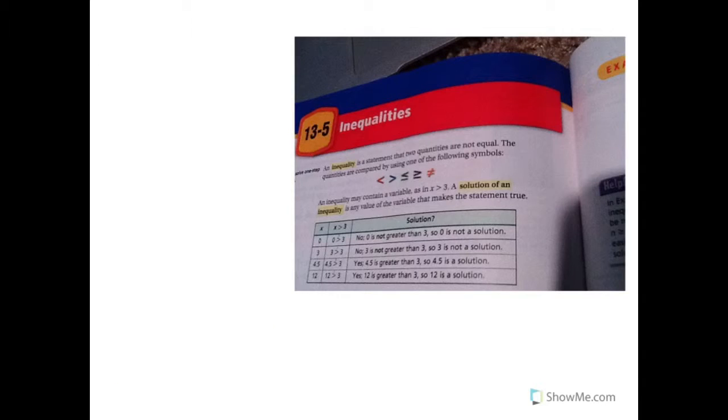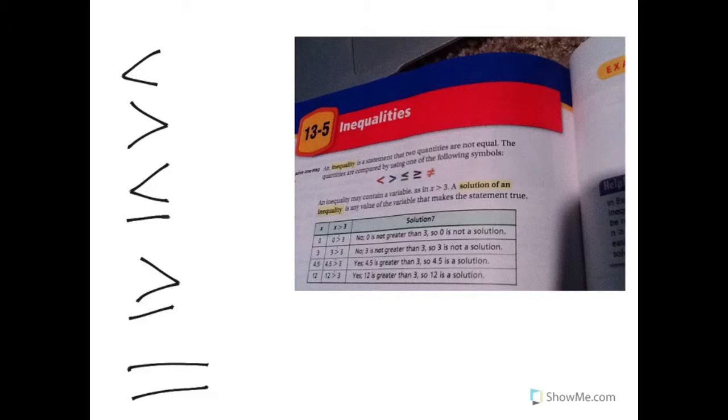Today we're going to talk about inequalities. And you can see in your books on page 718, you can see this very chart. An inequality is a statement that two quantities are not equal. Quantities are compared by using one of the following symbols: less than, greater than, less than or equal to, greater than or equal to, or not equal. An inequality may contain a variable, as in x is greater than 3. A solution of an inequality is any value of the variable that makes the statement true.